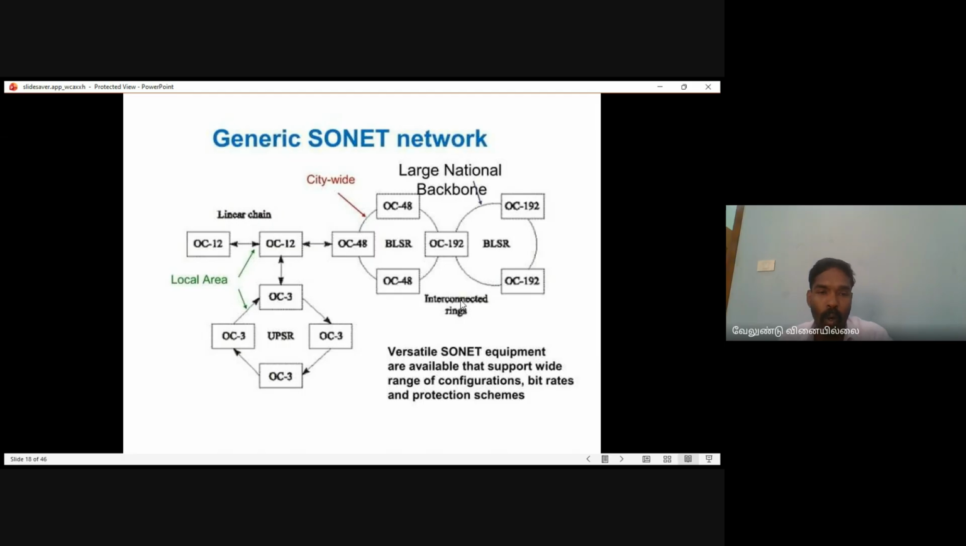You can see the local area LAN, the city. It is called long haul and BLSR. This is the complete network of SONET, a general SONET network. The ring topologies are mainly based on the site, city-wide and large national backbone. So now our internet is based completely on what? Optical network only. If the optical cable is breaking, our total internet will become a problem. That is huge. So the backbone network is optical only for our internet.